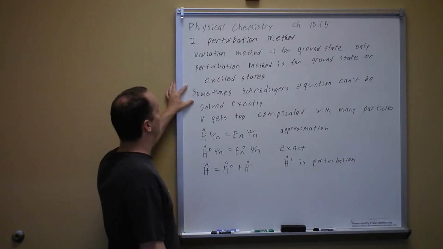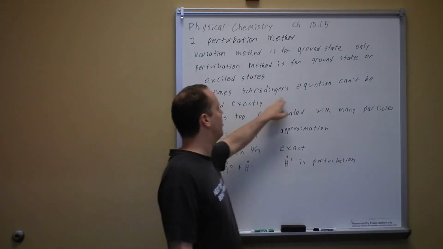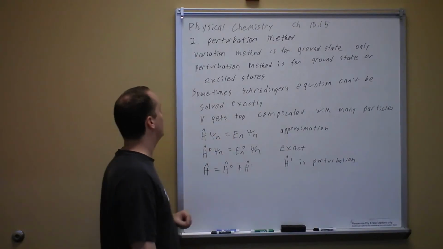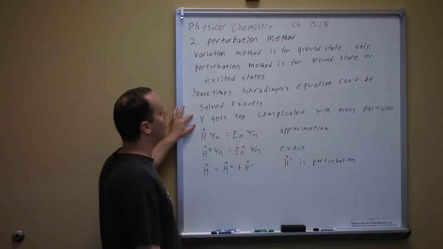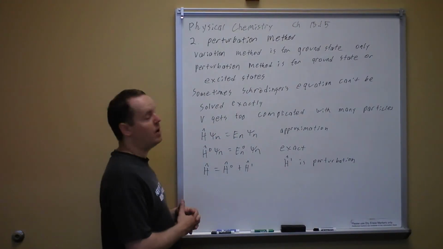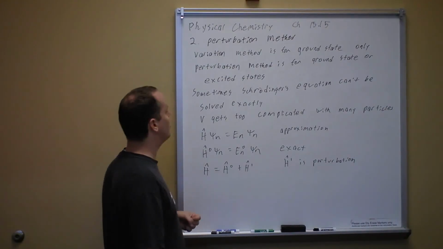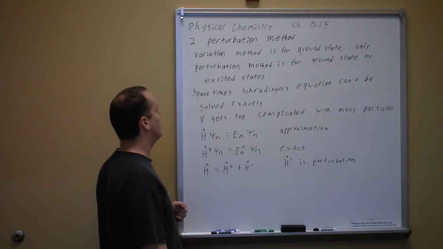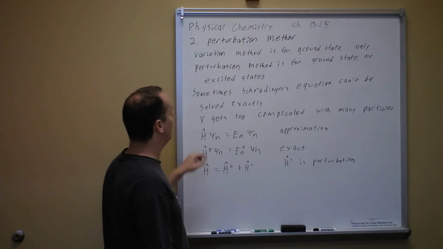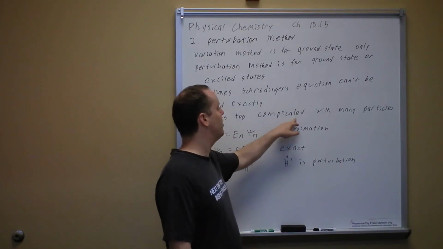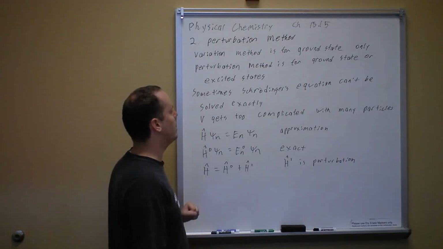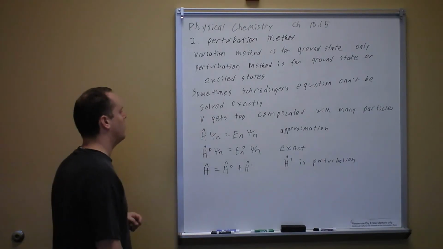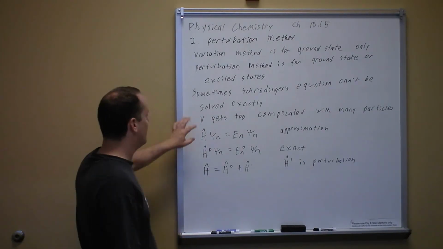Now, I already mentioned this before, but sometimes Schrodinger's equation can't be solved exactly. Remember, if you get a whole bunch of particles, and they all have negative charge, because we're talking about electrons, they all contribute to the potential energy, V. So when you have dozens and dozens of electrons, calculating the potential energy is just too complicated.